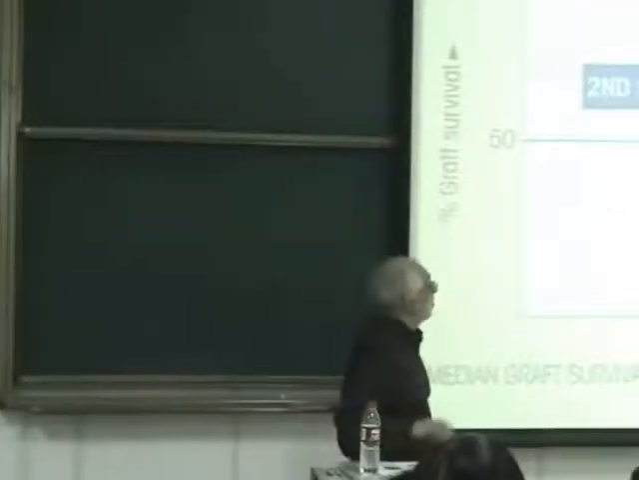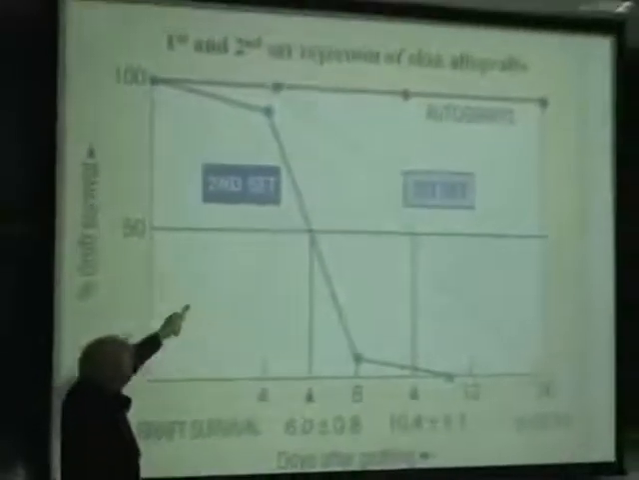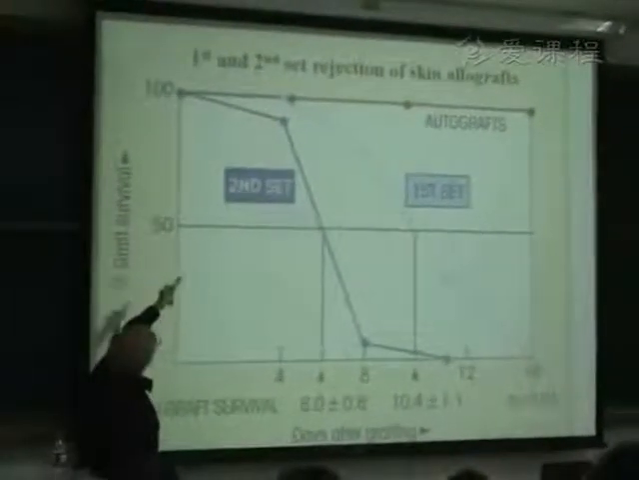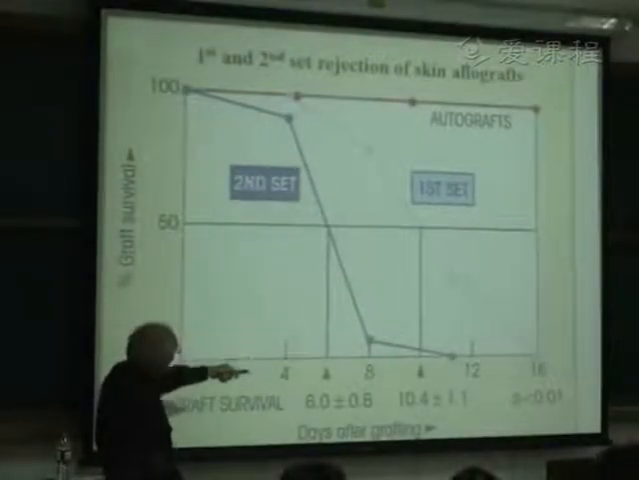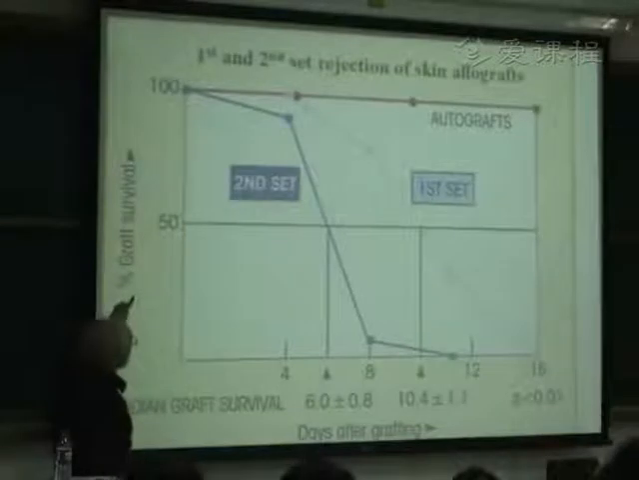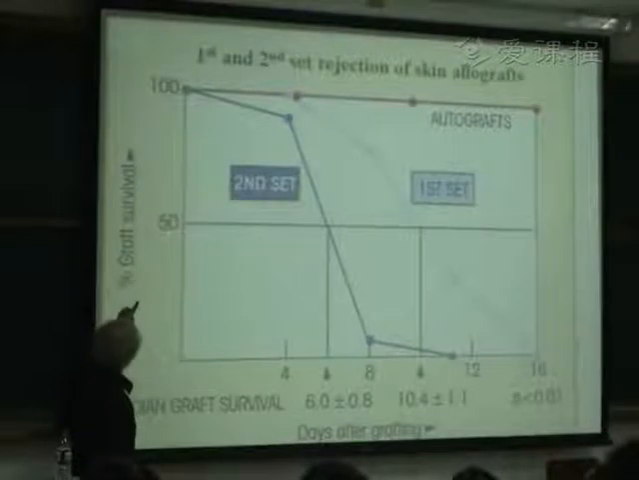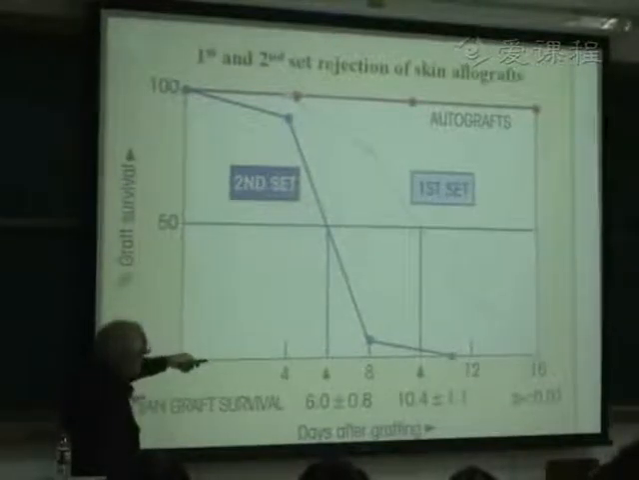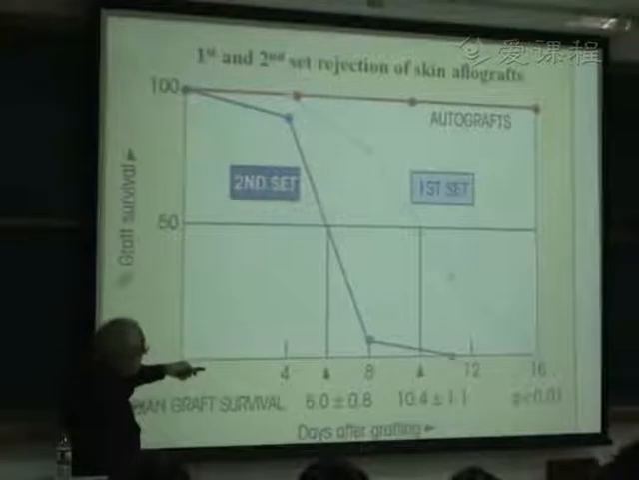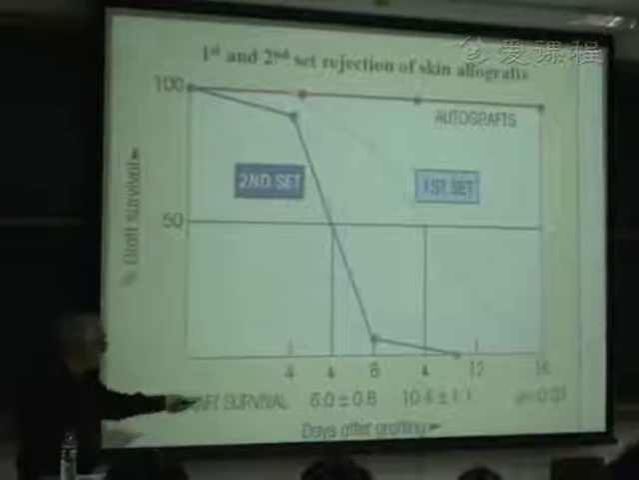And this is just a time course of the kind of rejection you get. So in an autograft you don't get any rejection, but in first set type rejection, where there's no immunological memory, after a certain amount of time, 16 days or so, 50% of the grafts have been rejected, 50% survive. Whereas in the second set rejection, where they've already seen the antigens, they're primed to these antigens, there's immunological memory, then the rejection is much faster. And about half the grafts are lost after about 8 days.